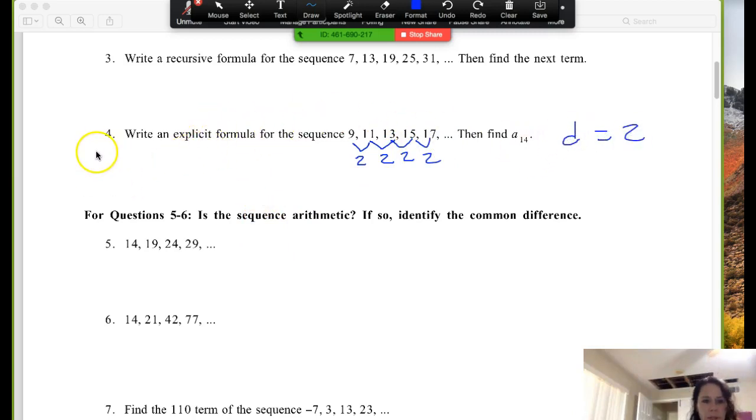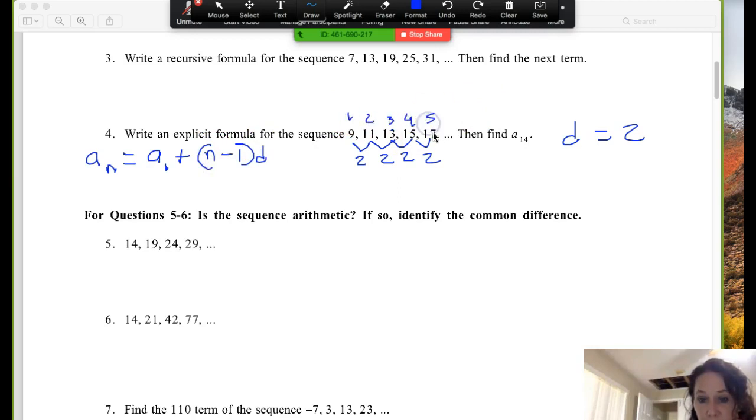Now my explicit formula, any term I can find by doing this, taking my first term plus the number of terms minus 1 times the common difference. So to get from, like, let's say 1, 2, 3, 4, 5, to get to the 5th term, I would start with my first term and add the number of terms minus 1, so I would do it 4 times the common difference. So I'd add the common difference 4 times.